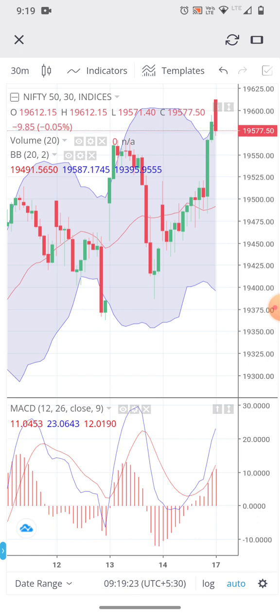So here on the 30 minutes chart, we can see Nifty 50 is above the Bollinger Band's higher band, and it is trying to come down from there. Let's see what happens, because global cues are not so good, but not so bad as well.